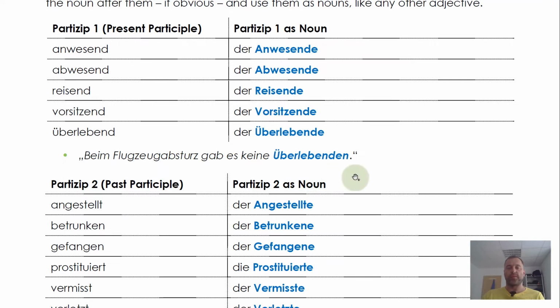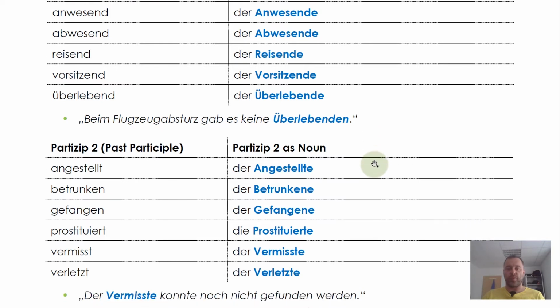And there are more here, maybe an entire sentence. Beim Flugzeugabsturz gab es keine Überlebenden. There were no survivors at the plane crash. Überleben means survived and or surviving, word by word. And here: gibt es keine überlebenden Menschen. So there were no surviving humans at the plane crash, word by word. But obviously we're talking about humans, so we drop the humans.